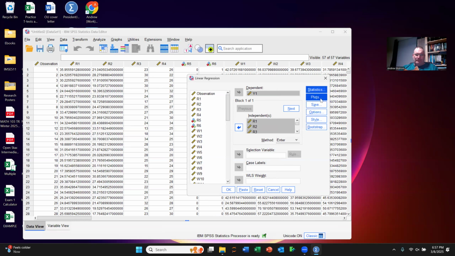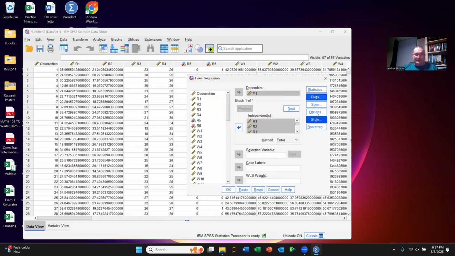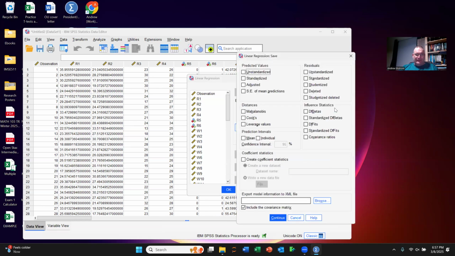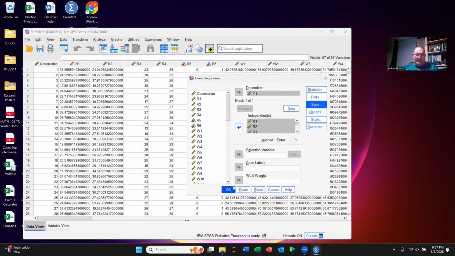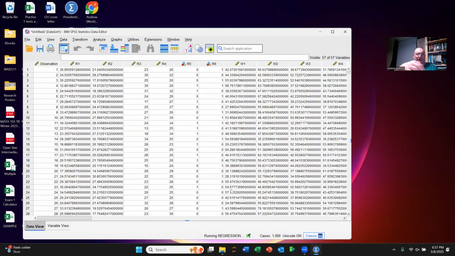Sorry. And then we look at plots: histogram, normal, produce all. Let's see if it actually tries to produce all. Save a lot of stuff here. Don't really need to worry about that. I'm just going to go ahead and click on OK. This is going to take a moment.